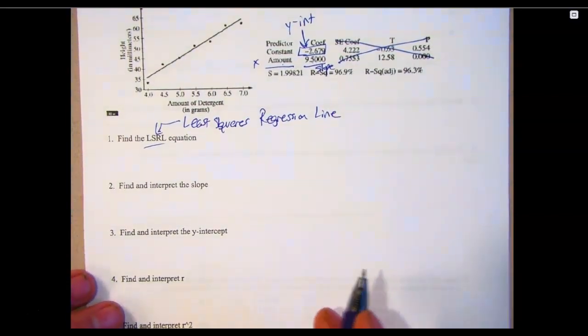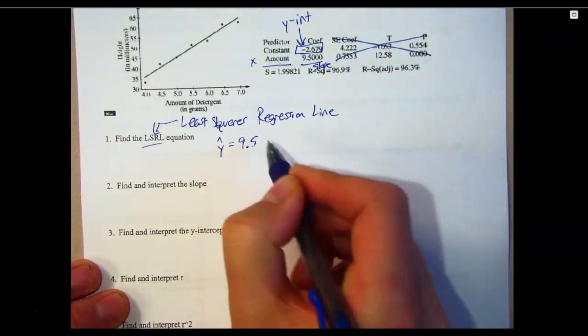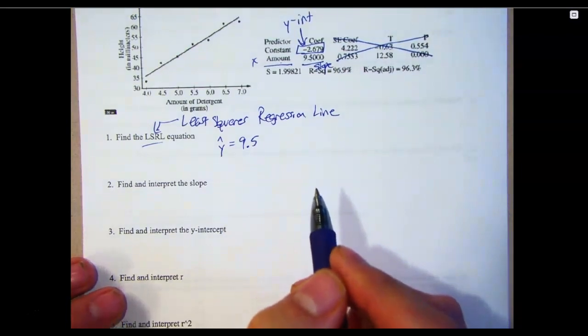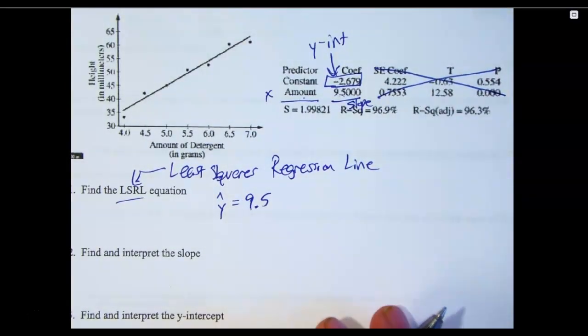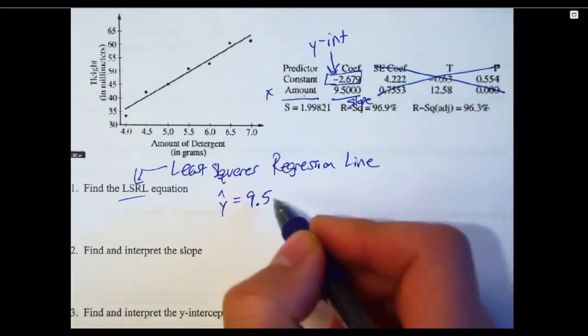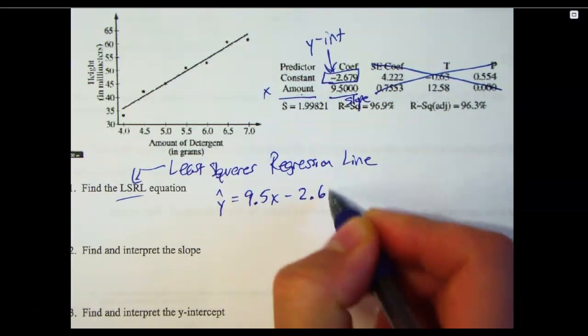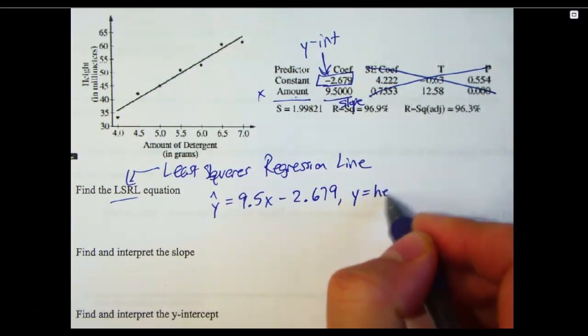So remember, there are two ways to write this equation. I'll go through both. I can say y hat equals least squares regression line. You can put it in the front. Is that good though? Okay. So you can say y hat equals 9.5x minus 2.679. But there's no context in that equation. You would then have to include context and say, okay, hey, by the way, y equals height.